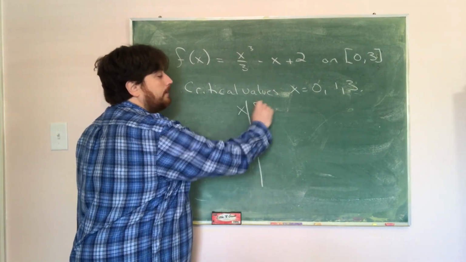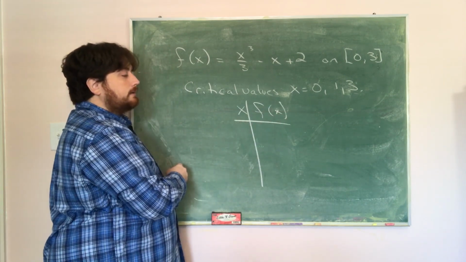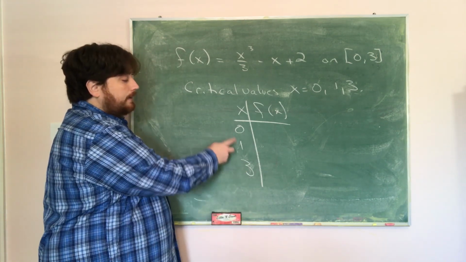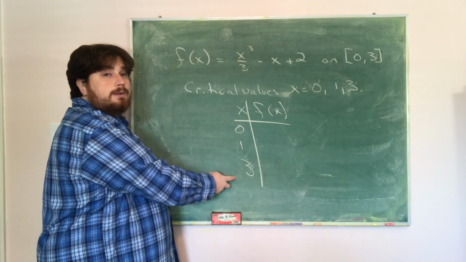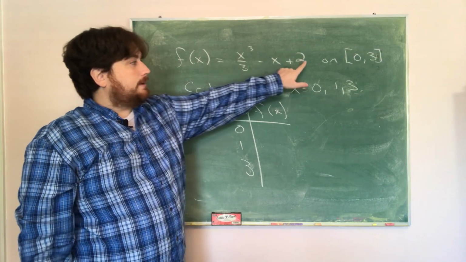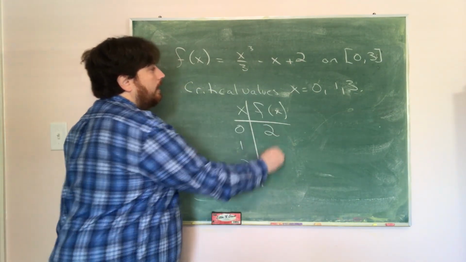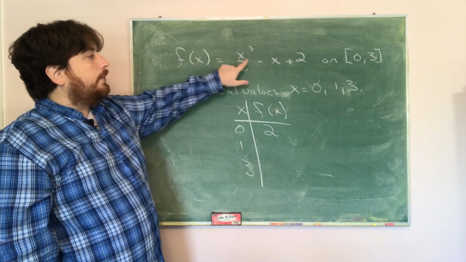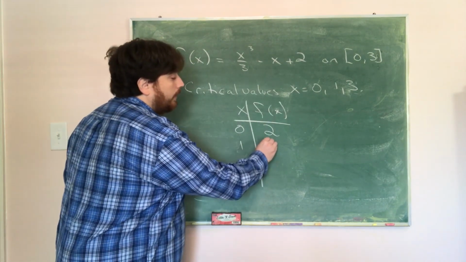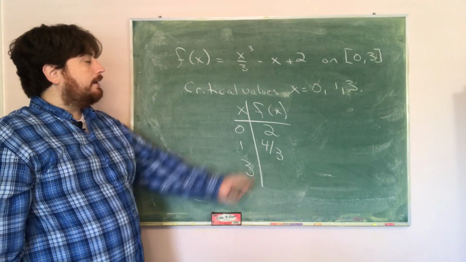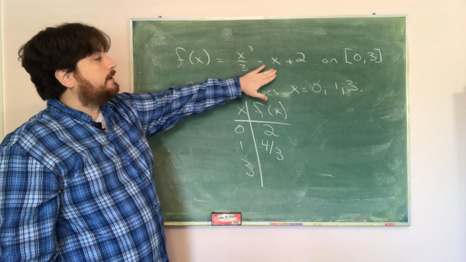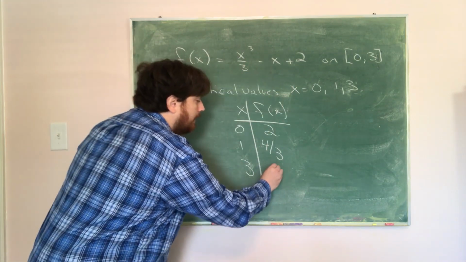Now if I'm going to compare them, the easiest way to do that is to make a table. And so I'm going to have my x values and my y values. And I'm going to have 0, 1, and 3 are the ones I'm interested in. So I'm just going to find the function value at each of these because I want the y values at each of them. So if I find f of 0, I get 0 minus 0 plus 2 is 2. If I find f of 1, I get 1/3 minus 1 is negative 2/3 plus 2 is 1 1/3 or 4/3, we'll say. And if I use 3, I get 3 cubed is 27 over 3 is 9. 9 minus 3 is 6 plus 2 is 8.